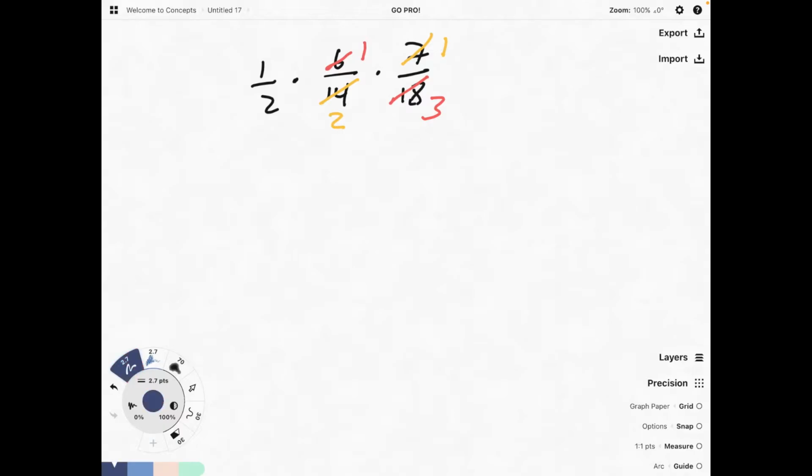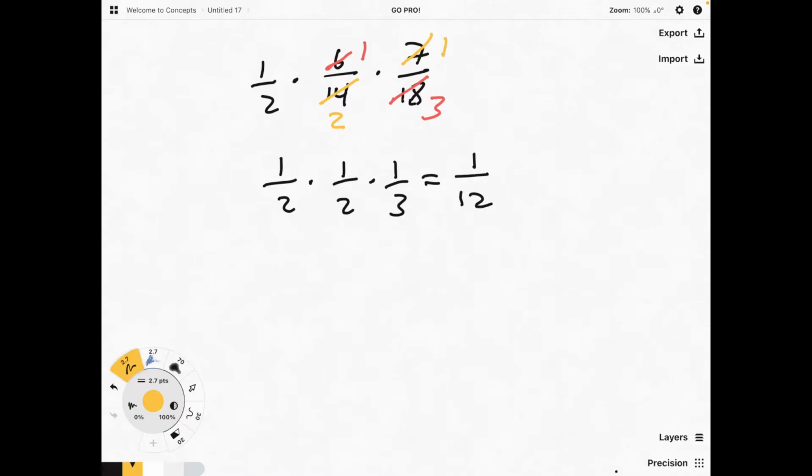After everything's simplified, that leaves us with 1 over 2 multiplied by 1 over 2 multiplied by 1 over 3, which is equal to 1 over 12. And this cannot be simplified any further. Therefore, this is our final answer.